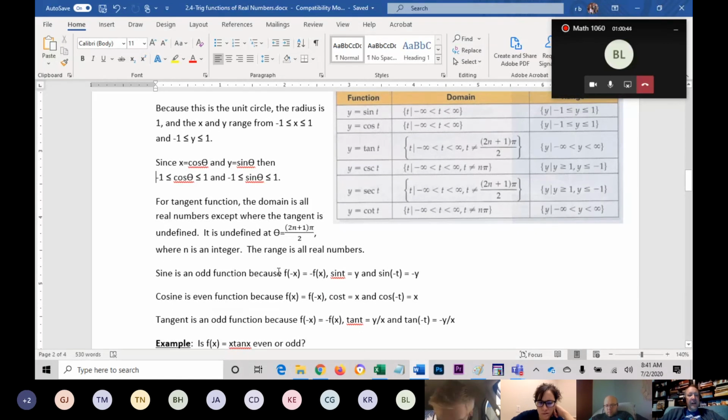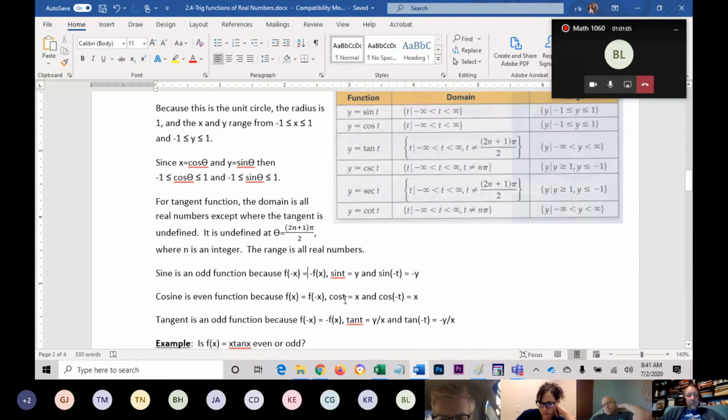Okay, let's talk about odd and even functions. Sine is an odd function. I don't know if you guys remember that from Math 1050. An odd function is f of negative x equals negative f of x.